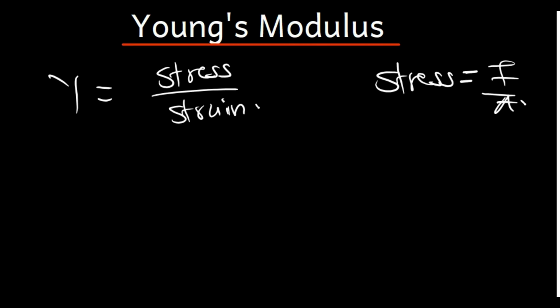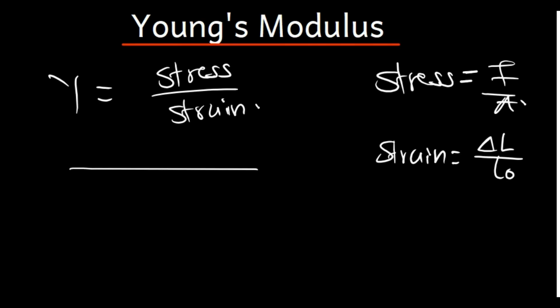Then whenever we're talking about strain, strain is the change in L divided by L initial. This change in L is just basically the change in length. So let's say we have a wire. So here is our wire. So we have the first part. This one, from there all the way to there, we are going to call it L initial.